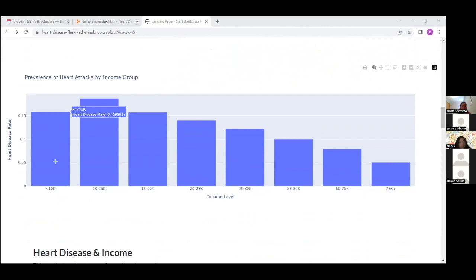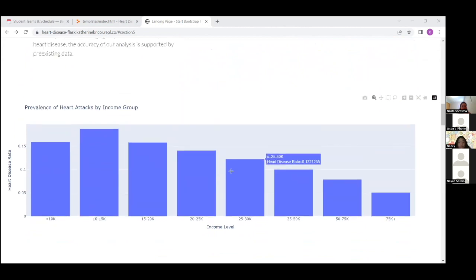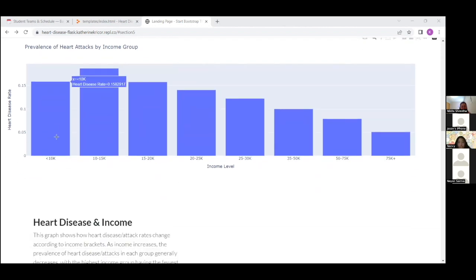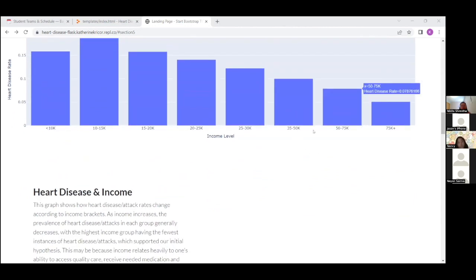Similarly, we looked at the prevalence of heart attack and heart disease by income group. This one also shows how, according to your income bracket, the percentage within each group that has heart disease changes. So you can see as income increases, the prevalence of heart disease and heart attacks generally decreases, which makes a lot of sense. The highest income group has the fewest instances of heart disease and heart attack, which supported our initial hypothesis.